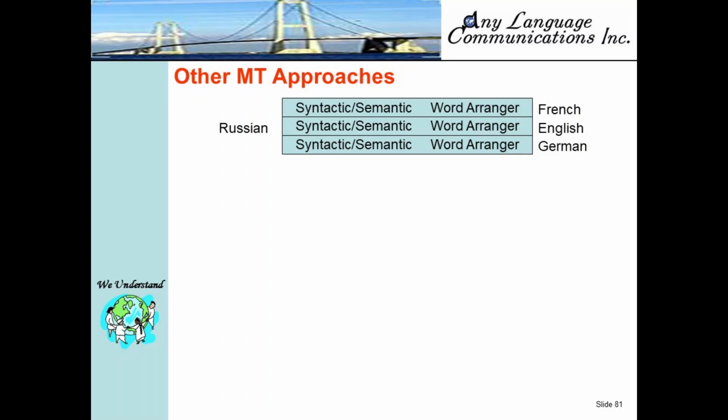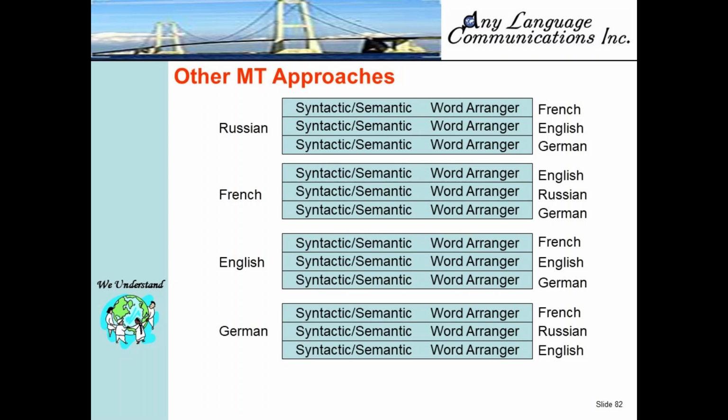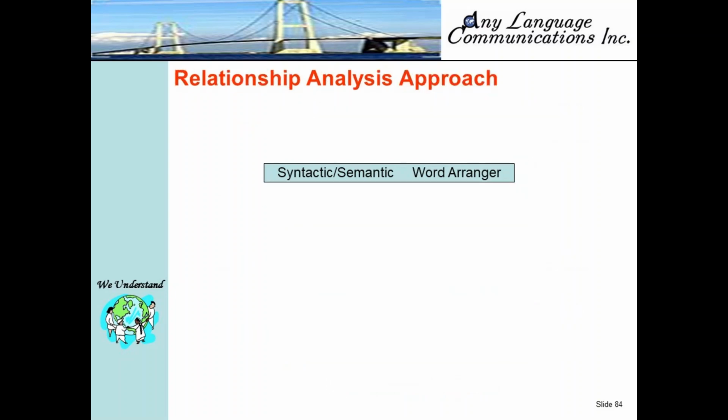In other machine translation approaches, a syntactic and semantic analysis is done on the source language, and the words are arranged in the target language. This technique must be done for each source language with their various target languages. For 4 source languages, you need 4 times 3 translation programs. Relationship analysis started in the same way.